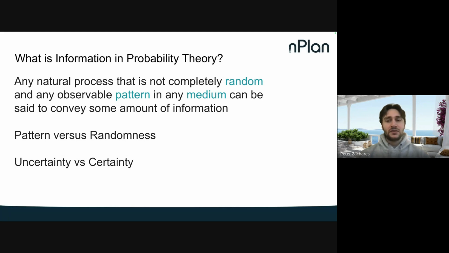But then there's the information theory probability way of thinking about information, where you flip this and, instead of saying pattern versus randomness, you think of it as uncertainty versus certainty. So a probability distribution describes a space of events.